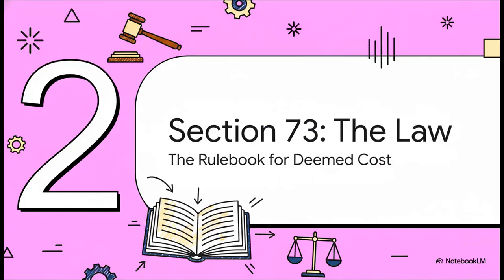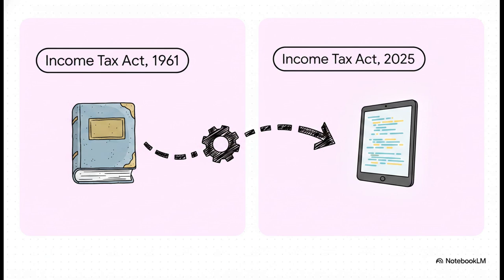So, let's get into the nitty-gritty. We're now looking at the legal framework itself, Section 73. Think of this as the official rule book for deemed cost. Now, for all you seasoned professionals who are familiar with the old Income Tax Act of 1961, this concept is going to sound very familiar. Section 73 of the new 2025 Act is essentially carrying forward the same core principle that we had in Section 49. So the good news is there's continuity here. It's a smooth transition, which means all the established legal thinking on this remains consistent.